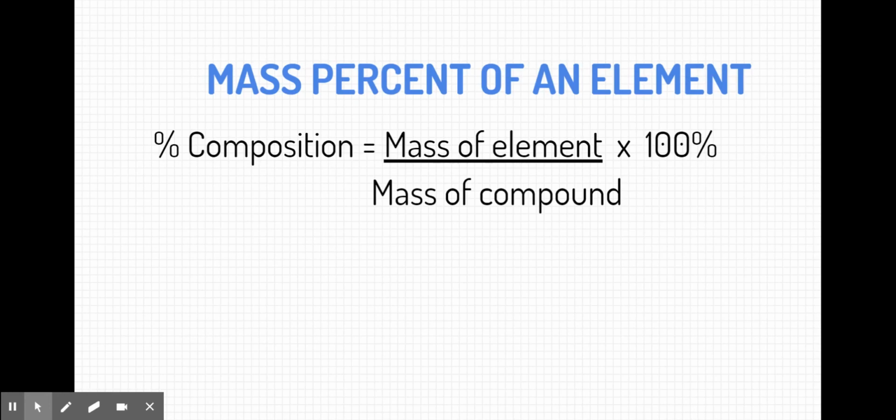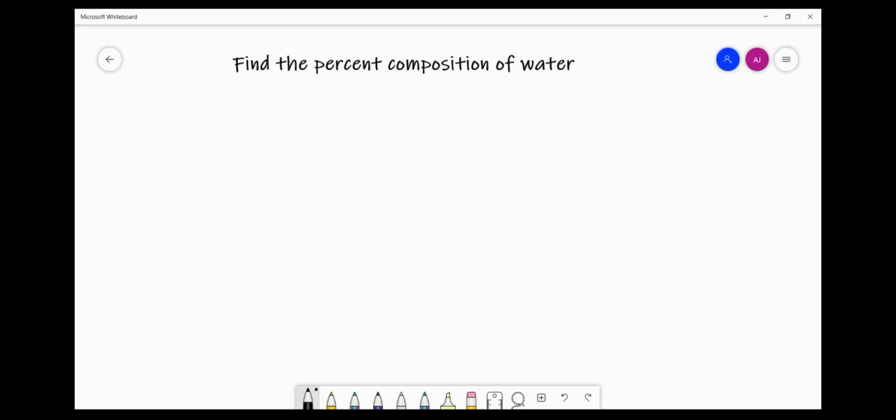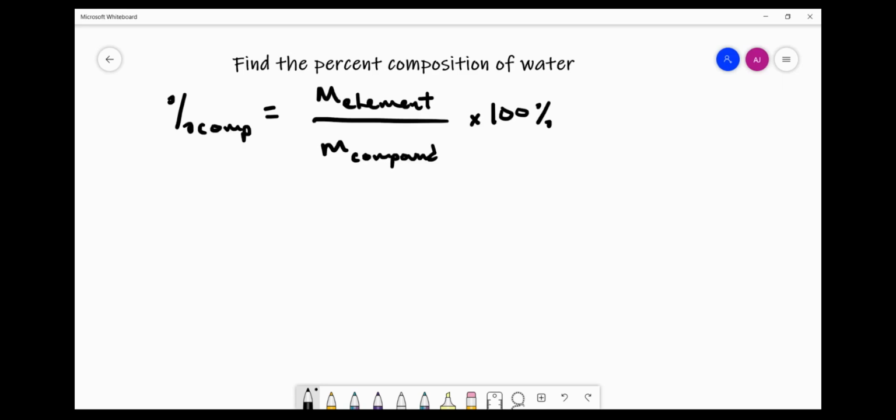Let's now look at an example and calculate the percent by mass of water. In this example, we are trying to find the percent composition of water. Let's start off by writing the formula for percent composition. Here's our formula. This is what we're trying to find. But the question doesn't really tell us specifically what we're looking for.